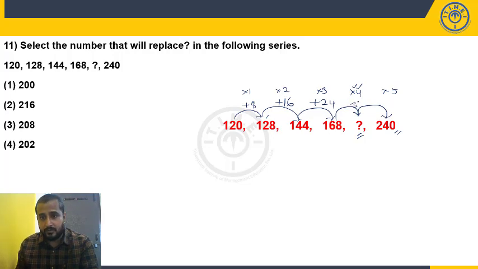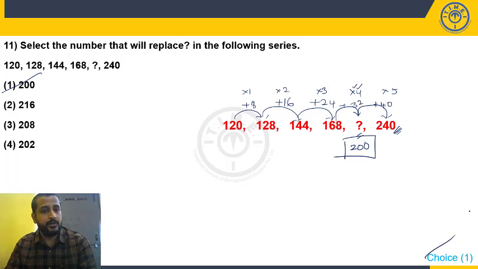8 fours are 32. 168 plus 32 is 200. And 8 fives is 40. So 200 plus 40, 240, perfectly matching. So what is the missing number? 200. So choice 1.